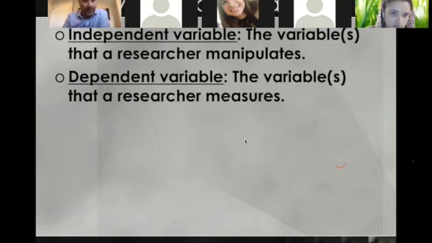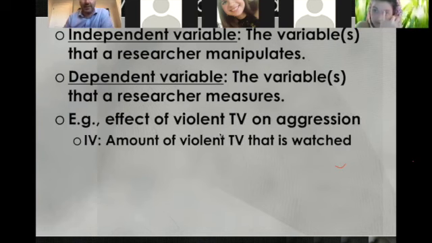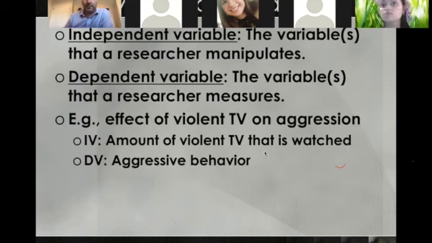In contrast is the dependent variable. The dependent variable is a variable that is not controlled. It's only measured by the researcher. Or another way to think of it is the effect of the cause-effect relationship. So if we're looking at violent TV's effects on aggression, then the dependent variable is aggression. It's the outcome variable. We're not making people more or less aggressive. We're simply measuring how aggressive they are. Okay, so here's the example that I use. Again, the independent variable is the cause. The dependent variable is the effect.